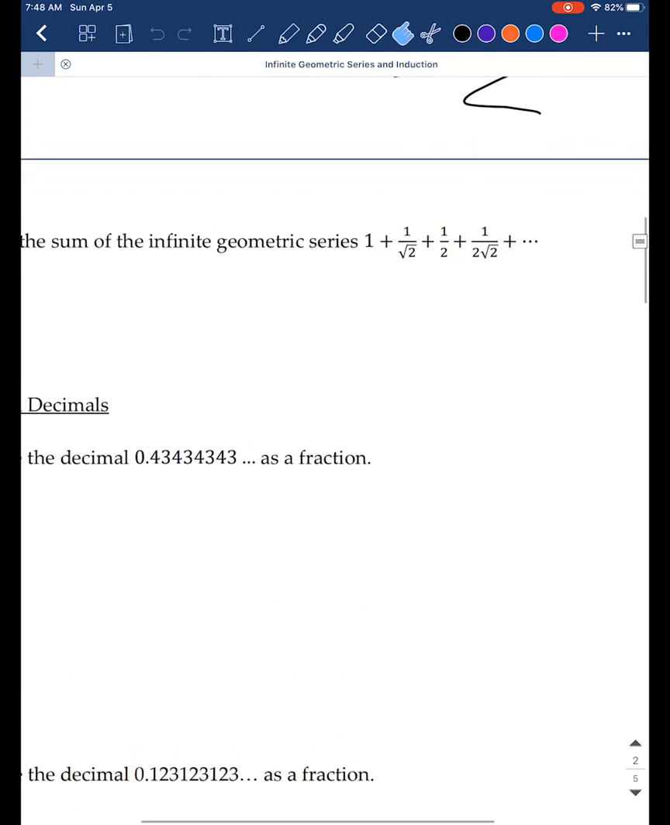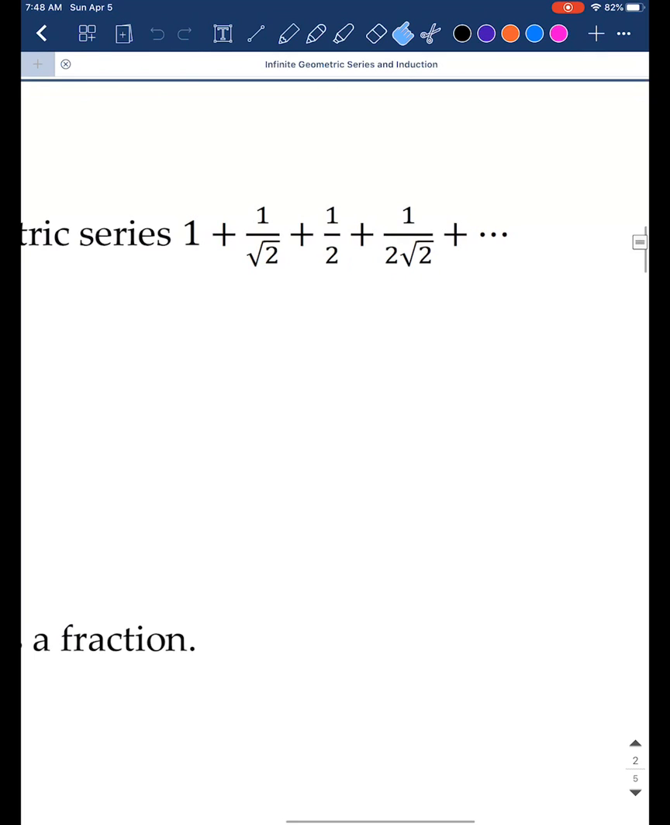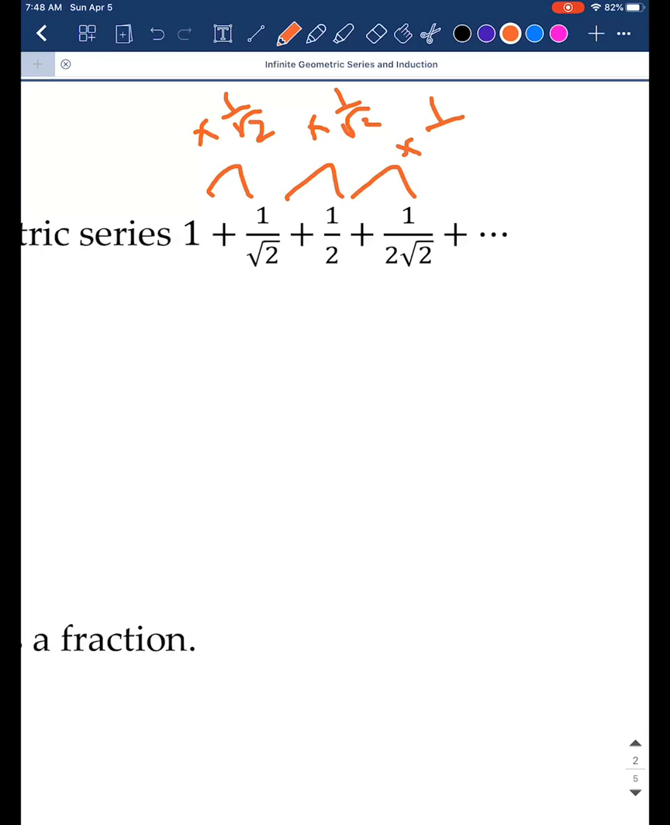So for that first example up at the top, we'll look at our series, which is 1 plus 1 over rad 2 plus 1/2 plus 1 over 2 rad 2. So if we look at each of these terms, if we took any of the ratios between them, we would see that obviously we're multiplying by 1 over rad 2, or rad 2 over 2, if you wanted to write it that way. So r is equal to 1 over rad 2.